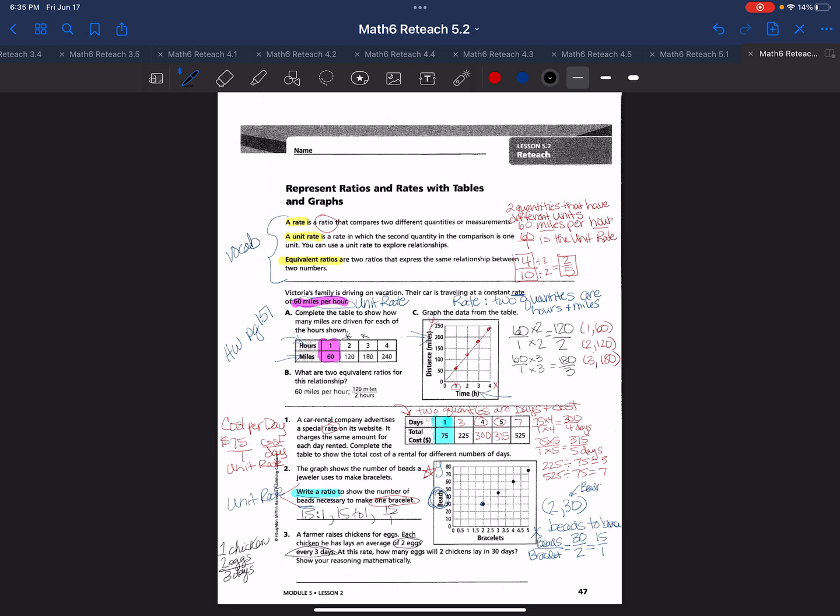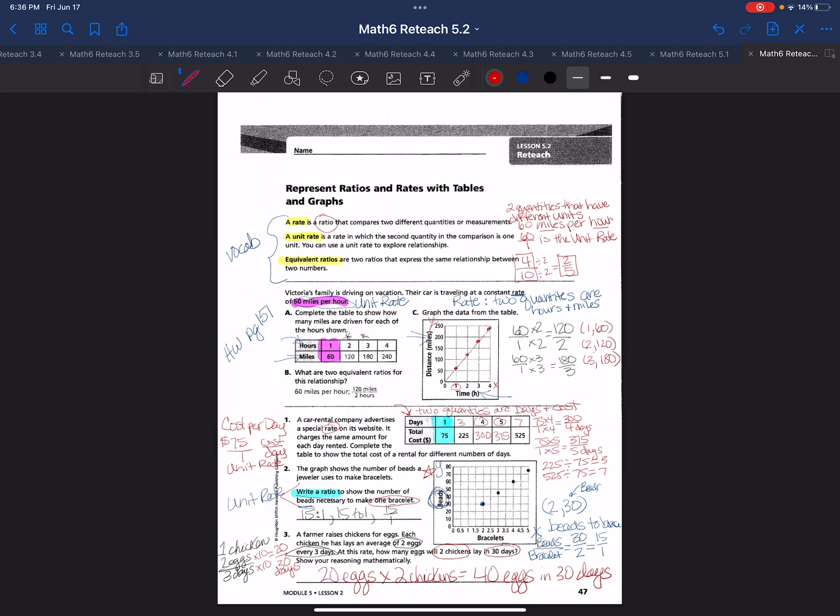And it says, how many eggs will 2 chickens lay in 30 days? So the first thing I can do is multiply these both by 10 to get 30 days. But that is just for one chicken. So I know that would be 20 eggs. And then I need to multiply that by 2 for 2 chickens. And that would be 40 eggs in 30 days.